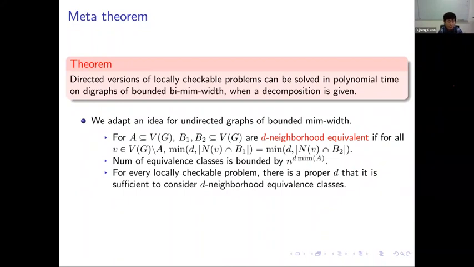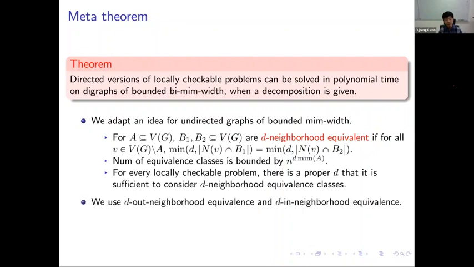Bui-Xuan, Telle and Vatshelle proved that the number of equivalence classes is bounded by n to the d times the mim function of A. The mim function of A here is, in the undirected graph, the maximum size of an induced matching between A and A-bar. And for every locally checkable problem, there is some proper d. For a fixed locally checkable problem, there is some constant d where it's sufficient to consider the neighborhood equivalence classes, and you can just run some dynamic programming. Because the number of equivalence classes is bounded, we can run in XP time.